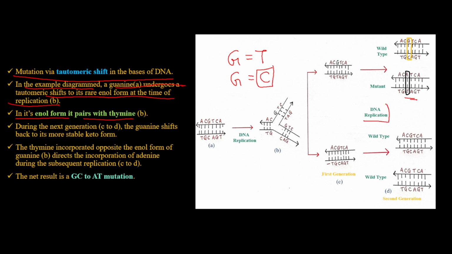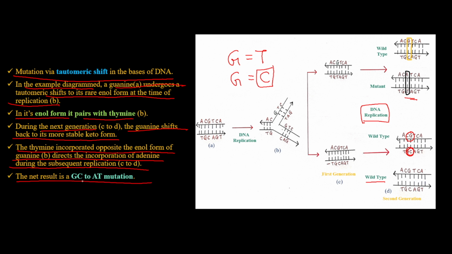So, once the DNA replication of this particular sequence happens, in the wild type G should give you the C, but in this second generation, instead of G and C, it is going to give AT, right. So, this is what exactly happens when you have the tautomeric shifts. So, during the next generation, the guanine shifts back to its more stable keto form. The thymine incorporated opposite the enol form of the guanine directs the incorporation of adenine during the subsequent replication.